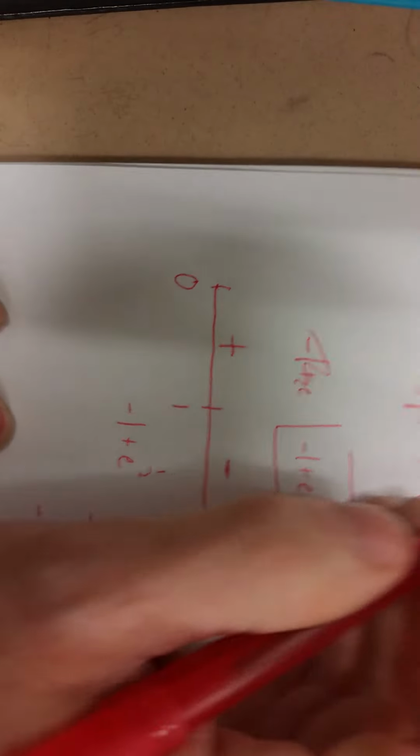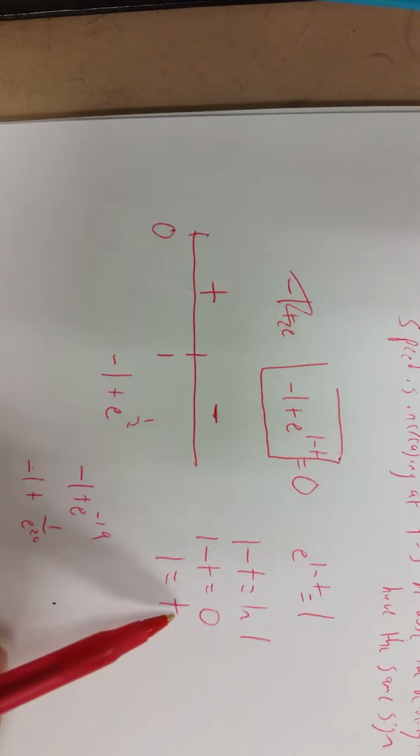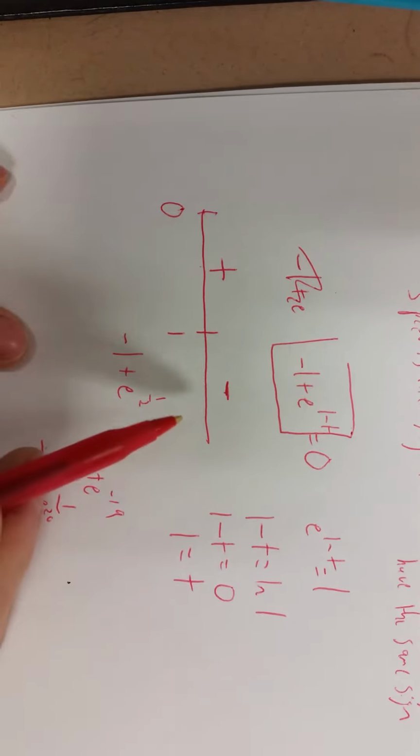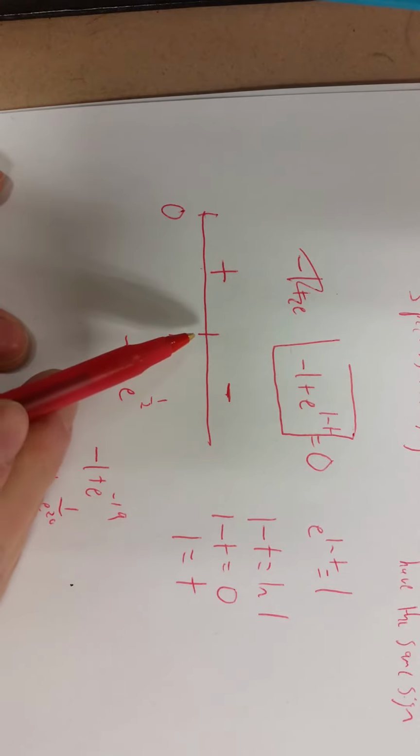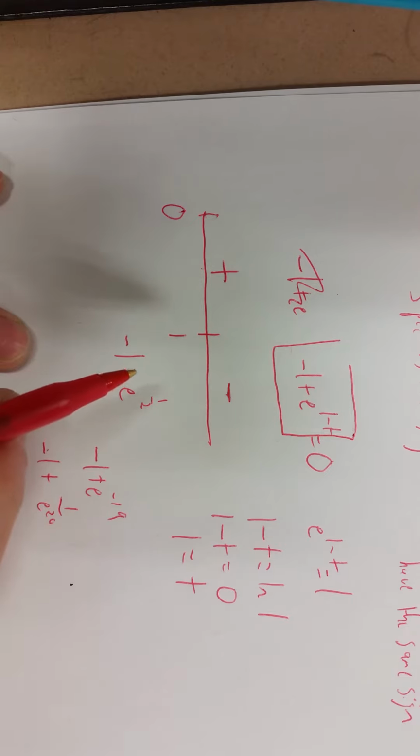So the value at which the particle changes direction is t equals 1. And when it says justify your answer, I'm not going to write it, but what you would write is t equals 1 is the only time when the sign of the velocity changes. And that's the whole thing.